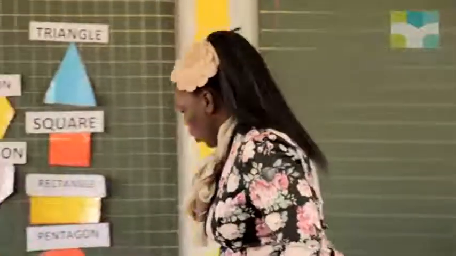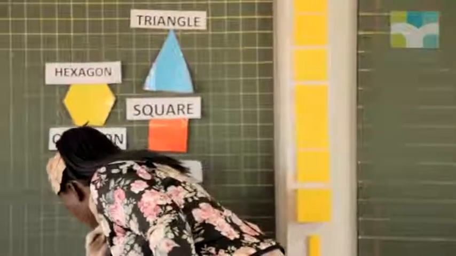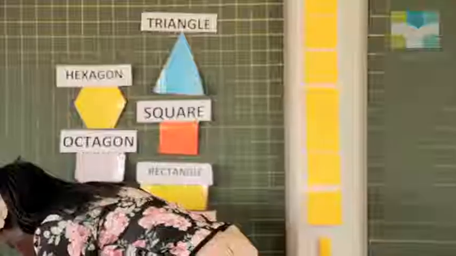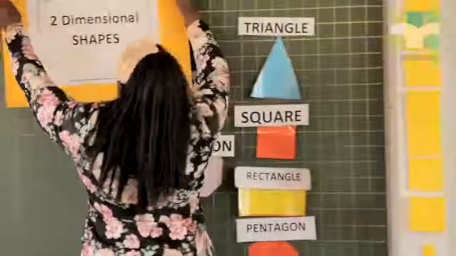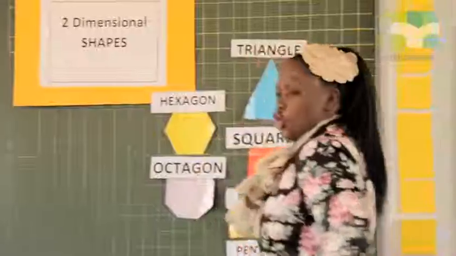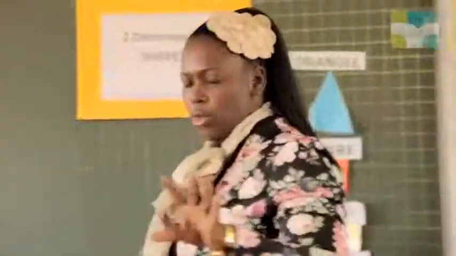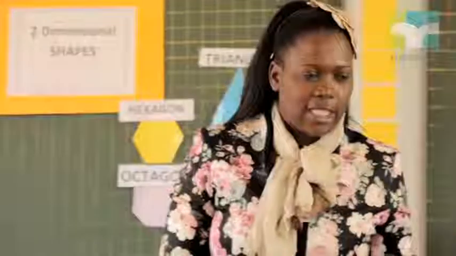All these shapes, do you know what we call them? These shapes are called two-dimensional shapes. Look around the classroom. If you see an object, tell me the shape of any object that you see in the classroom.